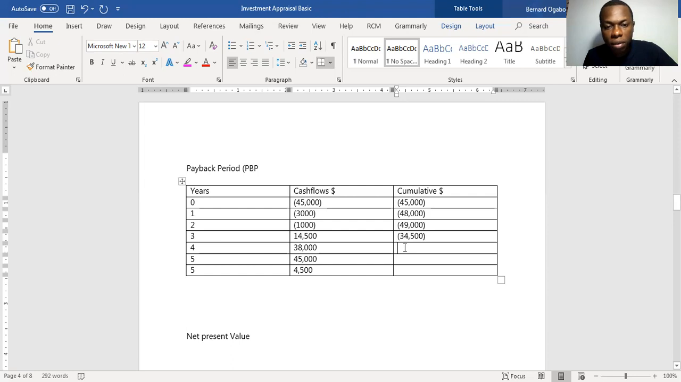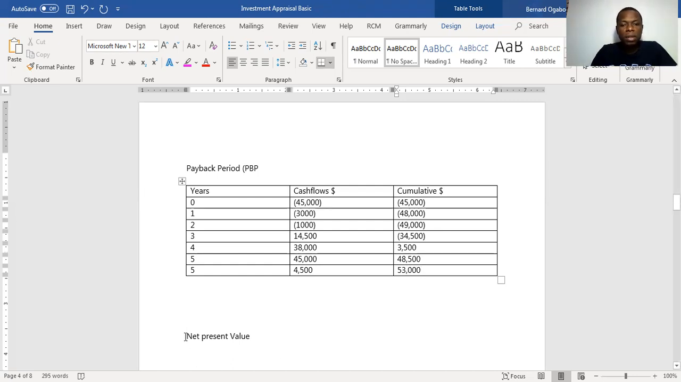The next year I have profit of 38,000. So if I take it out of there, I have 3,500 positive, plus 45,000, I have 48,500 positive, plus 4,500, I have 53,000 positive.